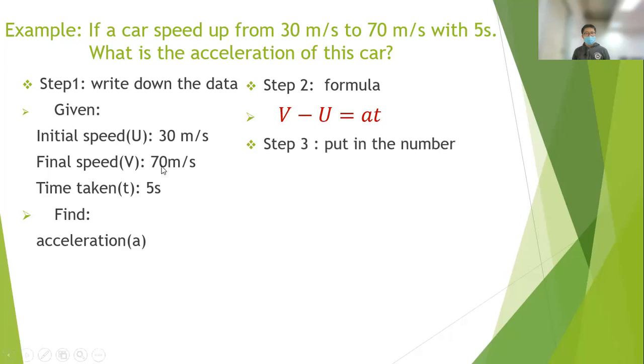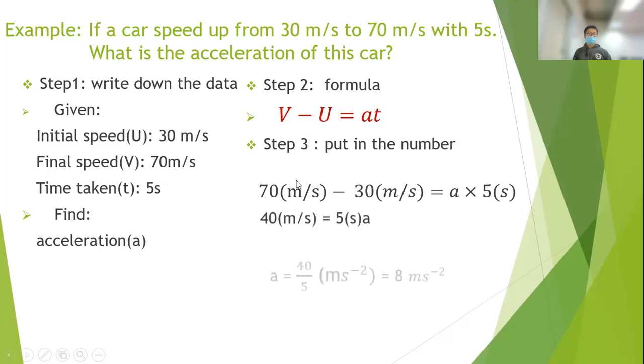And the third step is to put in the numbers. So v is 70 meters per second, we put it in. The initial speed is 30 meters per second, we put it in. And time taken is 5 seconds. And we are going to find acceleration. After easy calculations, we get the acceleration of this question is 8 meters per second squared.